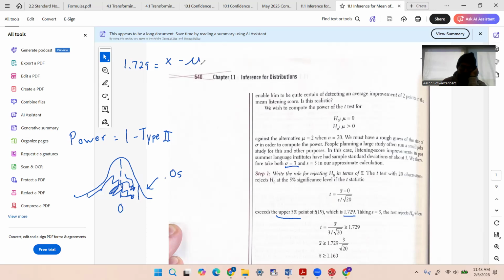My assumed mean for this one was 0. I assume that they don't improve, and I want to test against that to make sure they do improve. My S is 3 over square root of 20. X bar is going to be 1.729 times 3 over square root of 20. So I'm just going to multiply both sides by my denominator, and that gives me an X value of 1.16.